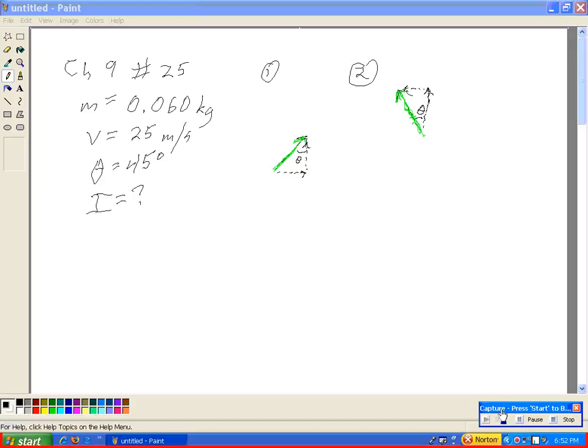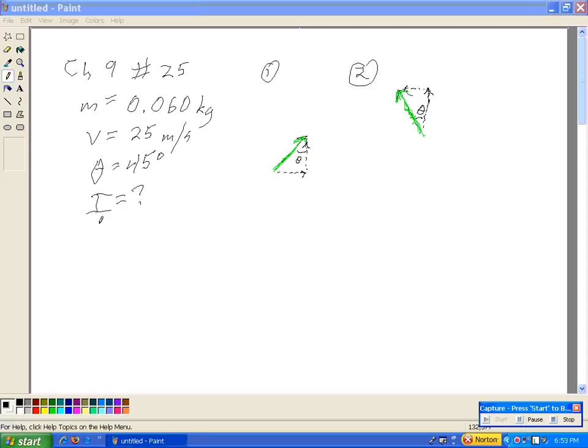Okay, chapter 9, number 25. We have a ball that's bouncing off a wall at 45 degrees. The ball is 0.06 kilograms and it's going at 25 meters per second, and then hits the wall at 45 degrees, bounces off also at 45 degrees. Question is, what's the impulse?